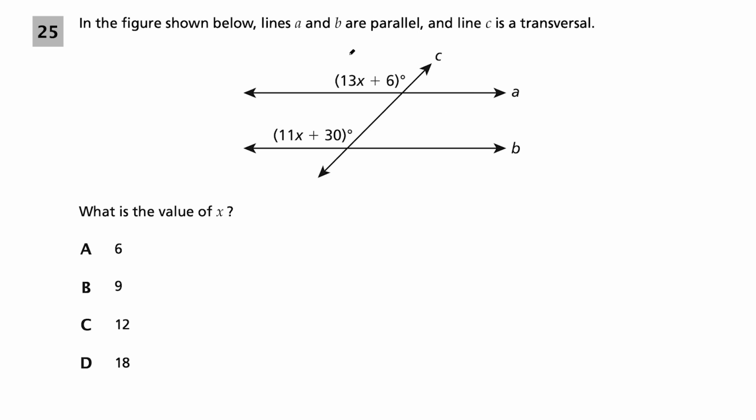Question 25, we have this figure here, and lines A and B are parallel. So that means these two lines will never intersect. And line C is a transversal. We want to know what is the value of X. So just know anytime you have parallel lines cut by a transversal, the corresponding angles formed are congruent.